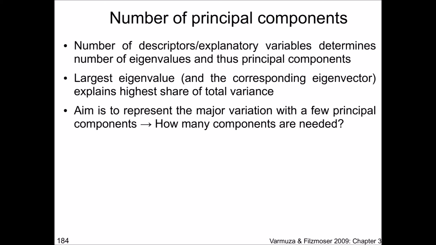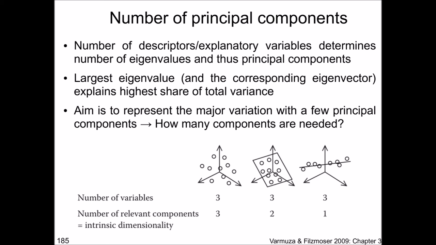If the aim is to represent a major variation with a few principal components, then this leads us to the question how many components are needed. On the figure you see a couple of examples of how many axes you would need for different data. If the data is completely scattered around three dimensions, that's the figure to the left, then you would need three relevant components. If all the data is in a plane, that's the middle figure, then we only would need two components, and if they all are on one line, then you would only need one component to represent the major variation of the data. So we somehow need a criterion to evaluate the number of components that we need.